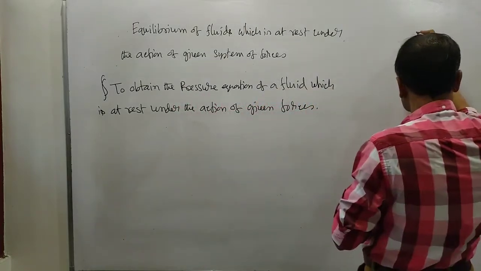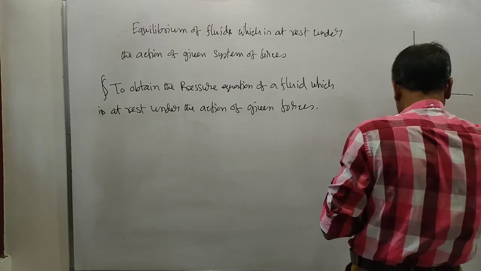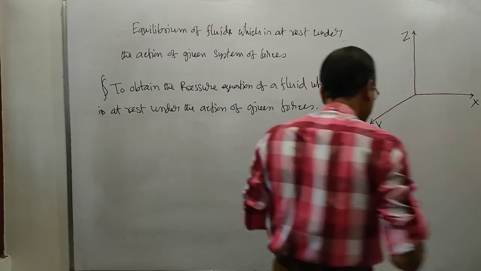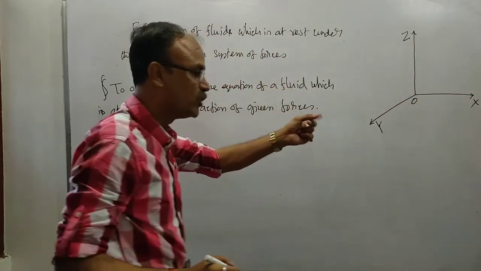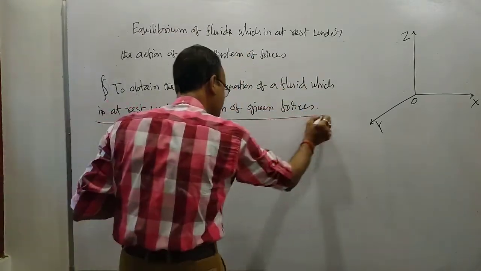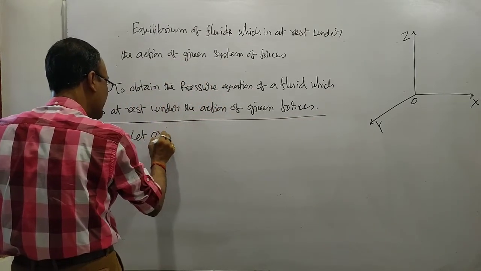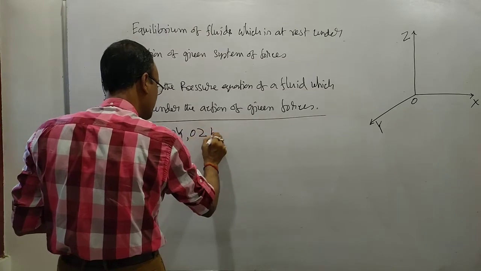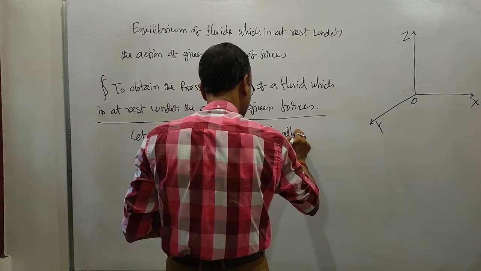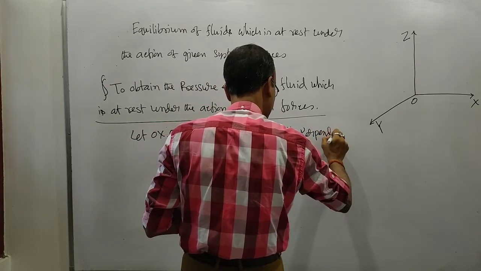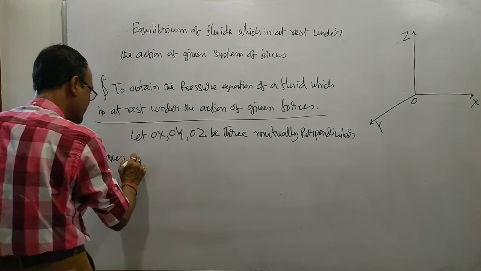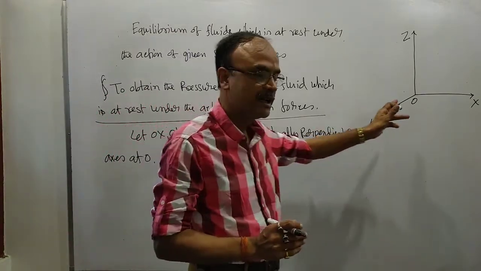First of all, suppose OX, OY, OZ be three mutually perpendicular axes. Simultaneously, I am writing here also on the board. Let OX, OY, OZ be three mutually perpendicular axes at O.